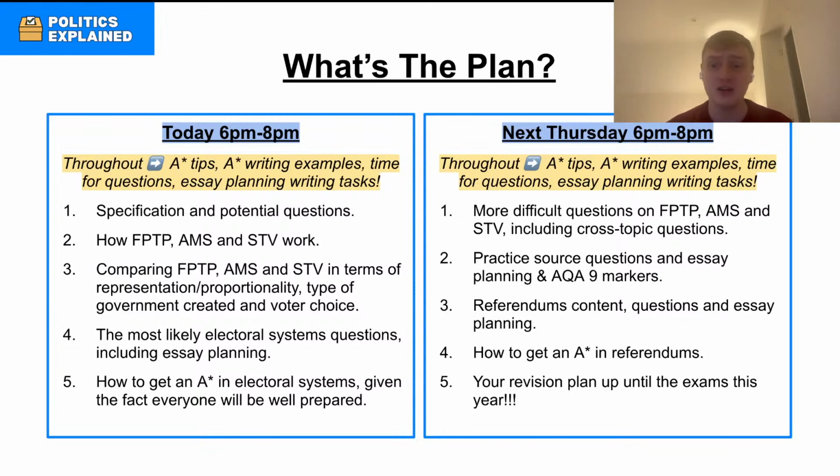We're going to start by having a look at the even more difficult questions on first past the post, AMS and STV. They're slightly less likely to come up, but you need to be really well prepared, and those include cross-topic questions. We're then going to look at a practice source question, some essay planning, and some AQA 9 markers. And then we're going to finish off the webinar by looking at the other part of electoral systems, which is slightly smaller, but that's referendums. We're going to look at the content, the questions, and do some essay planning and really look at how to get an A star in referendums.